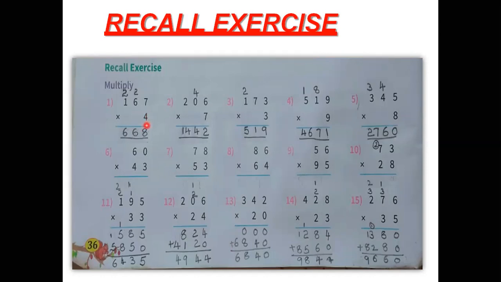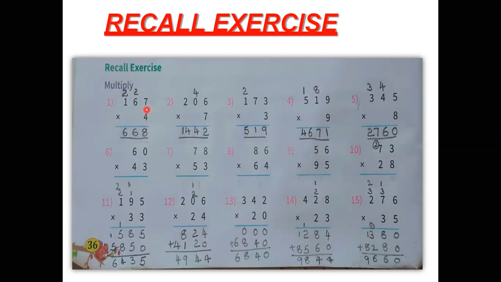So now how you have to multiply: first you have to multiply with 4. In the ones place, what number is there? 7. So with 4 you should multiply first by 7, and again the number in the tens place you should multiply by 4, and the number in the hundreds place you have to multiply by 4. So now first we will start from the ones column with 4.